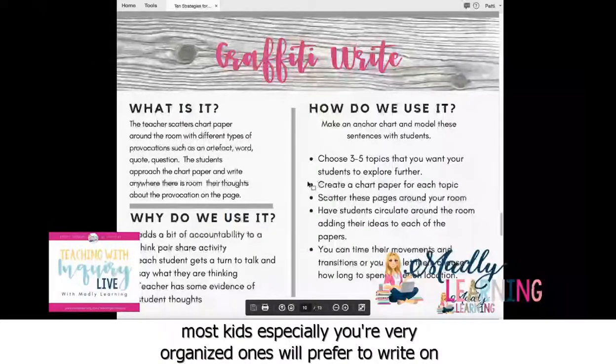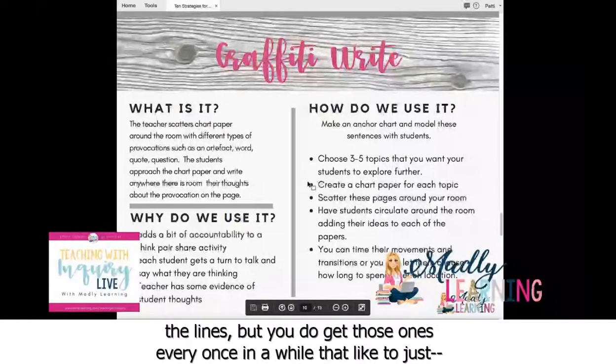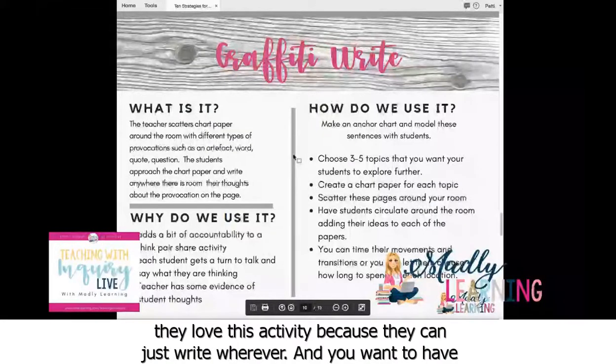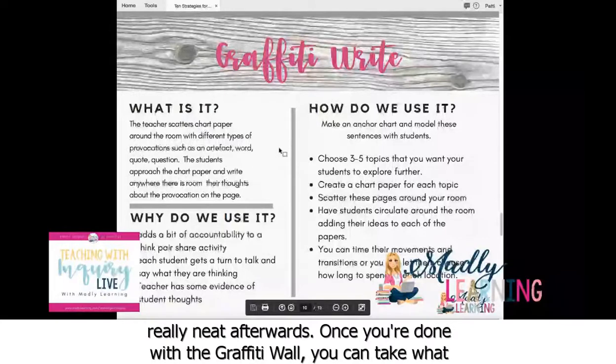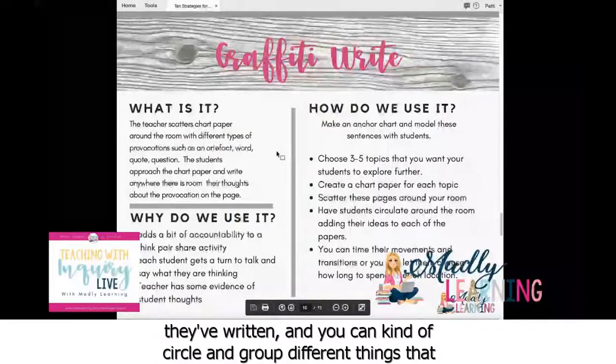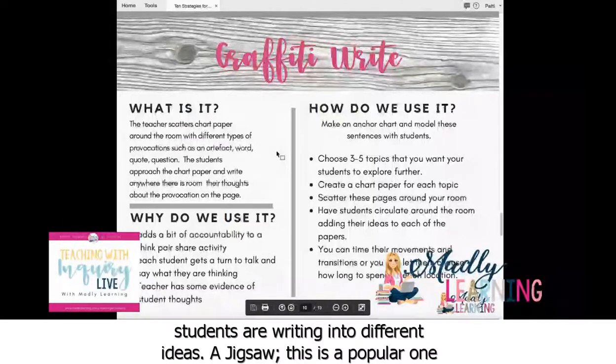Now, in all honesty, most kids, especially your very organized ones, will prefer to write on the lines, but you do get those ones every once in a while that love this activity because they can just write wherever. And you want to have as many colors of markers going as possible, because then it just looks really neat afterwards. Once you're done with the graffiti wall, you can take what they've written and circle and group different things that students are writing into different ideas.